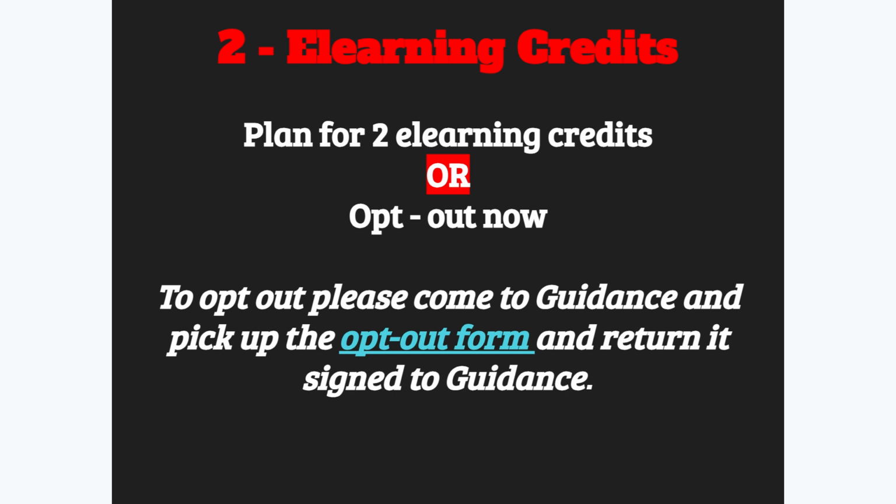The 2 e-learning credits previously mentioned can be planned for, or you can choose to opt out of them. If you'd like to opt out of them, come down to guidance and pick up an opt-out form, or you can click this link and complete the form and return it to guidance. There is no disadvantage to opting out. You are still able to select e-learning courses if you choose to later on. It just isn't part of the compulsory requirements to graduate.